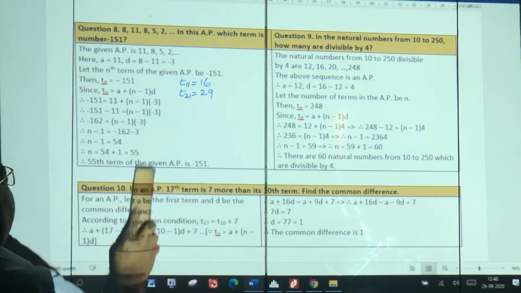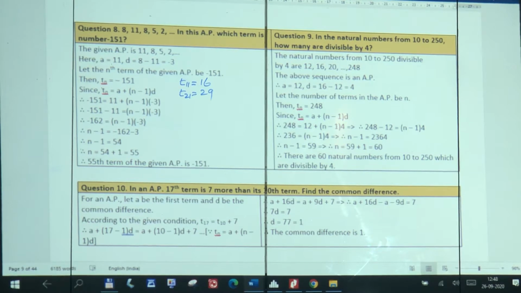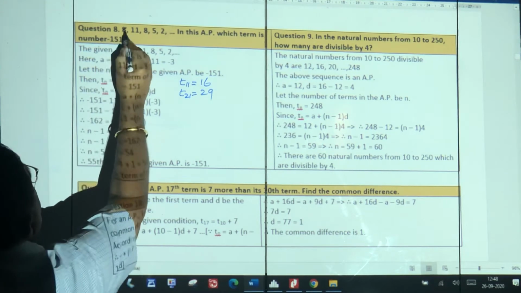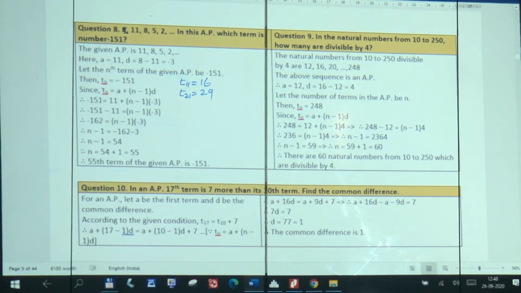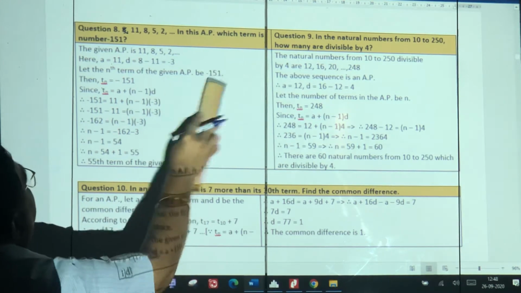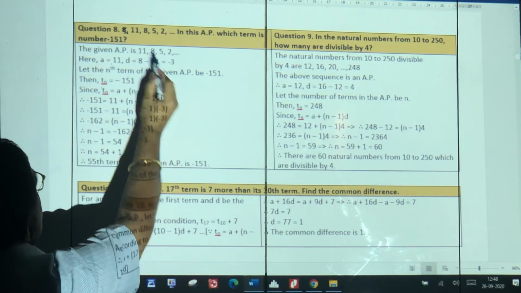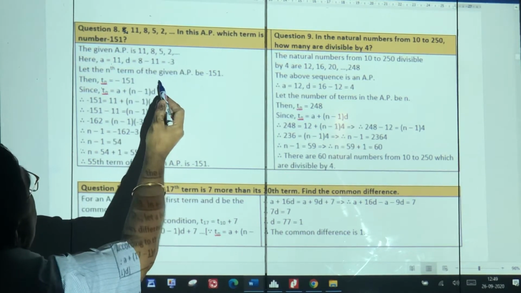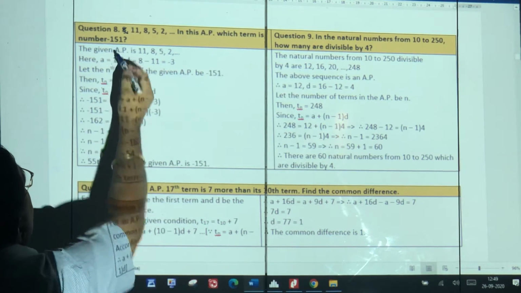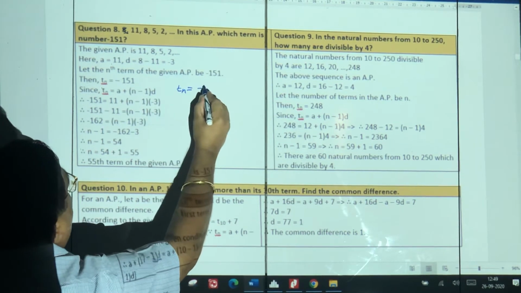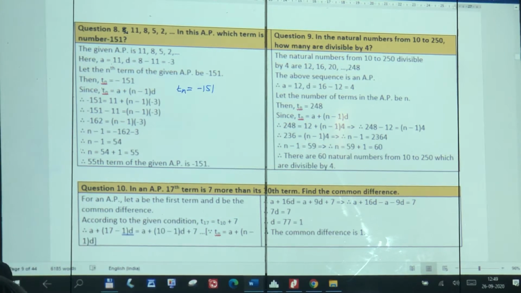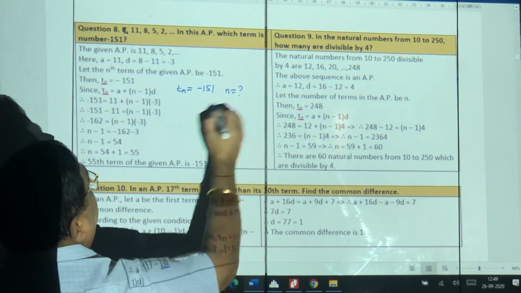Let's have a look at the other one. Question number 8: 11, 8, 5, 2. In this AP, which term is the number minus 151? Now, my friends, here the first term is 11, you can read. The difference, you can see, my friend, is minus 3, it is decreasing. And which term is minus 151? Tn is given to you as minus 151. I am supposed to find n. What is n? We have already done this earlier, my friend.